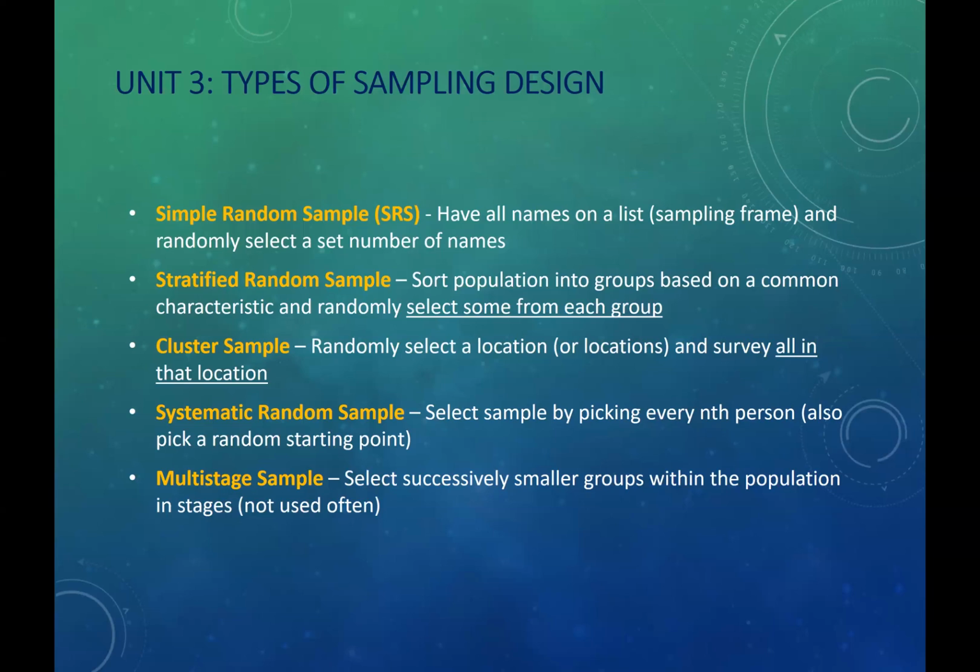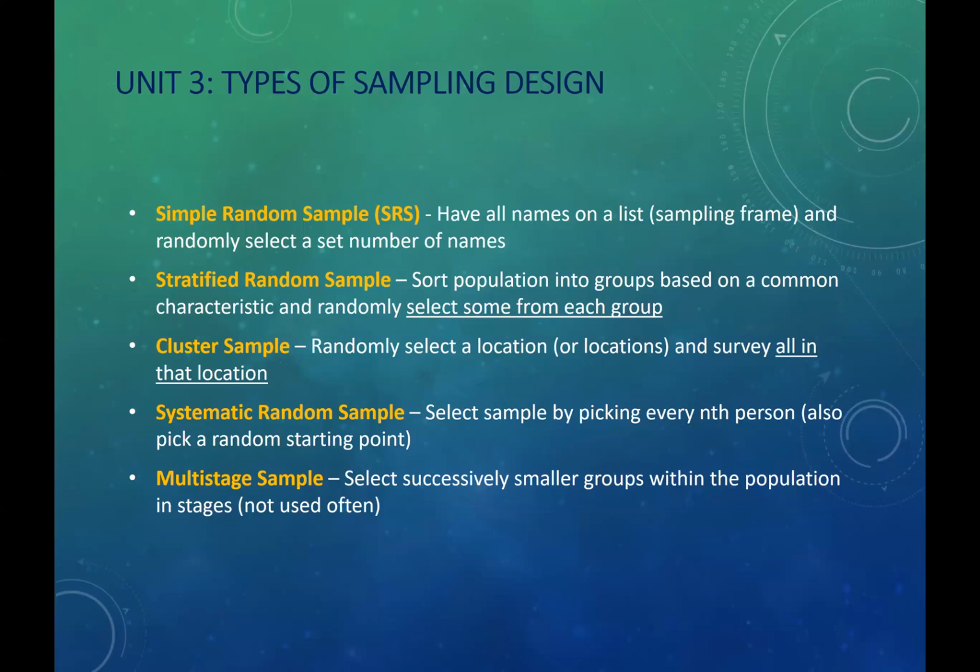The next thing is the multi-stage sample. This is any combination of any of these techniques. This is not used often in AP Statistics, but this is used quite often in the real world. Because in the real world, typically it's hard to do any one of these. When you have a really large population, it's hard to do any one of these. Instead, you do a combination of these.